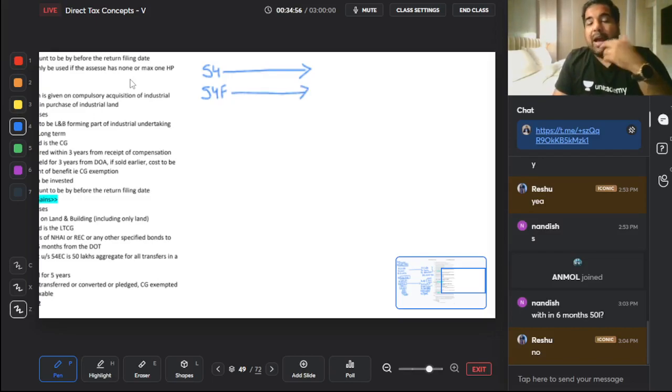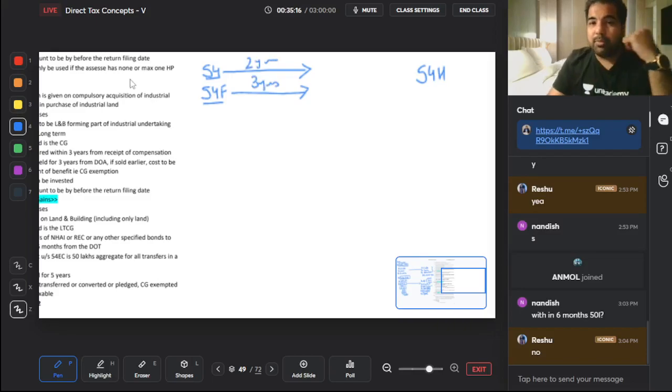But what if I have not sold this house? I have not sold the family asset, it's compulsorily acquired. Then the government said, then don't worry. There is a section called 54H which says that if it is compulsorily acquired, then this timeline of 2 years, this timeline of 3 years will start once you receive the money, from the date of receipt.